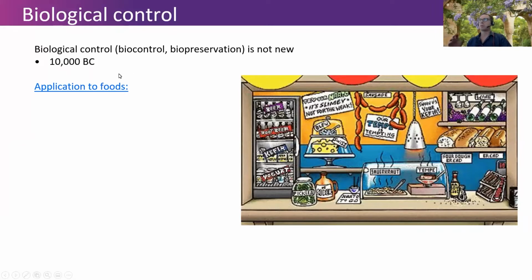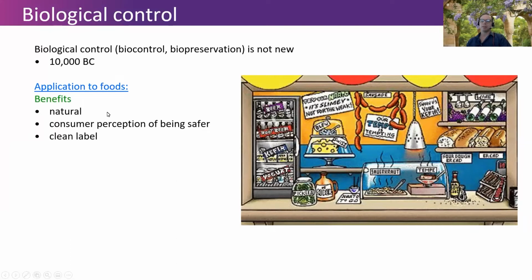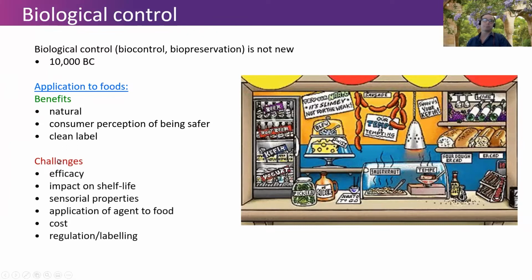I'll talk a bit more about specific uses of microbes as we go along, but applying this provides benefits. It's a natural process. It's got a perception from consumers of being safer. It can be a clean label when you're adding microbes to foods. You don't have chemicals and so on listed on the ingredients list. But it does have some challenges.